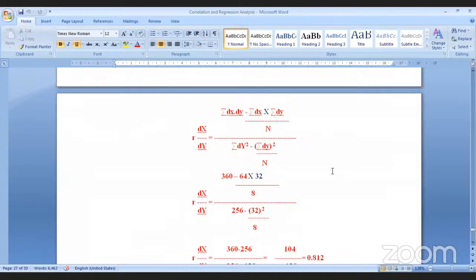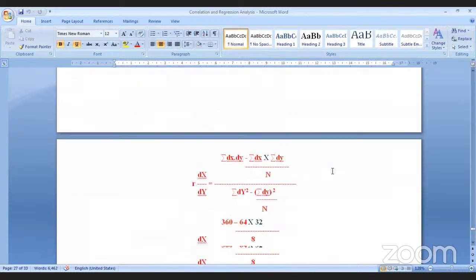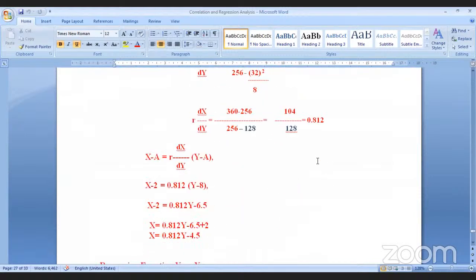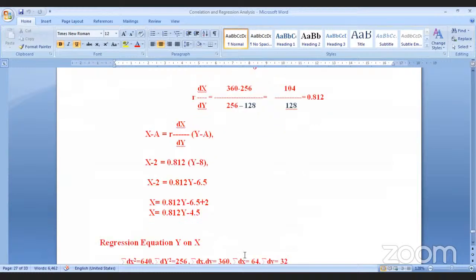Okay. So here sigma dx into dy is 360, minus 64 into 32 by 8, divided by 256 minus 32 whole square by 8. So finally, we are going to get the value 0.812.